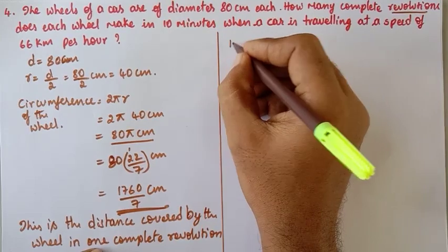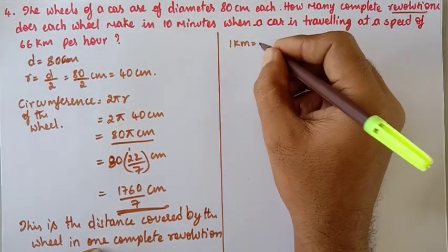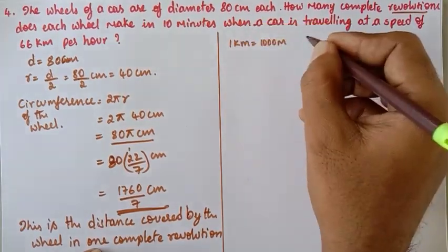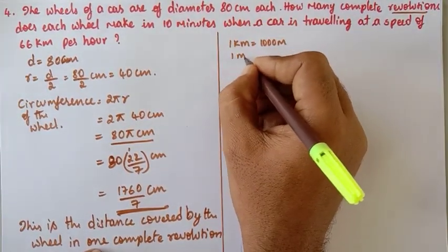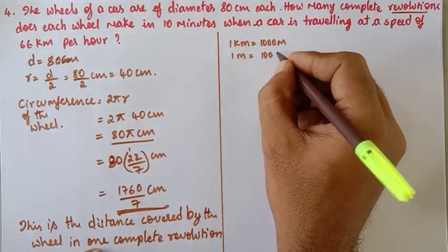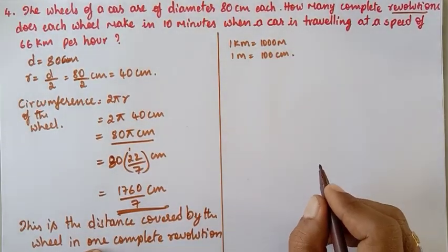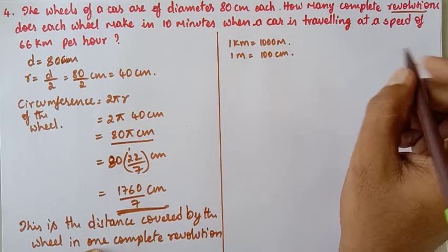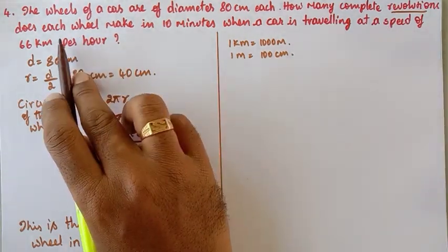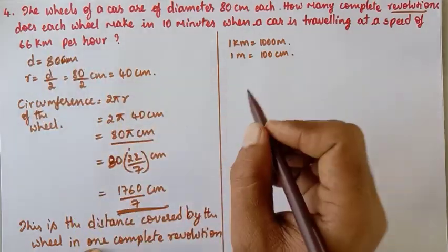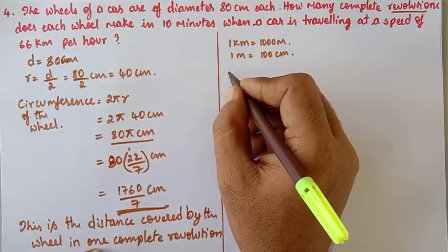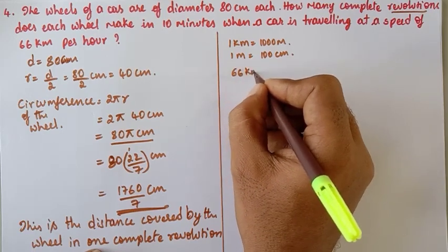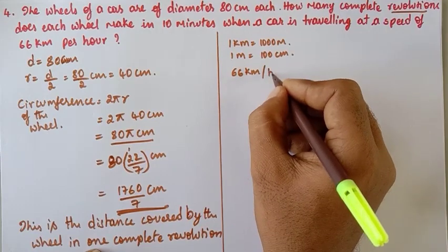Now 1 kilometer is equal to 1000 meter, and you should also know that 1 meter is equal to 100 centimeter. You should have the knowledge of these two things. Next, here, 66 kilometer per hour speed, yes, right? 66 kilometer per hour.